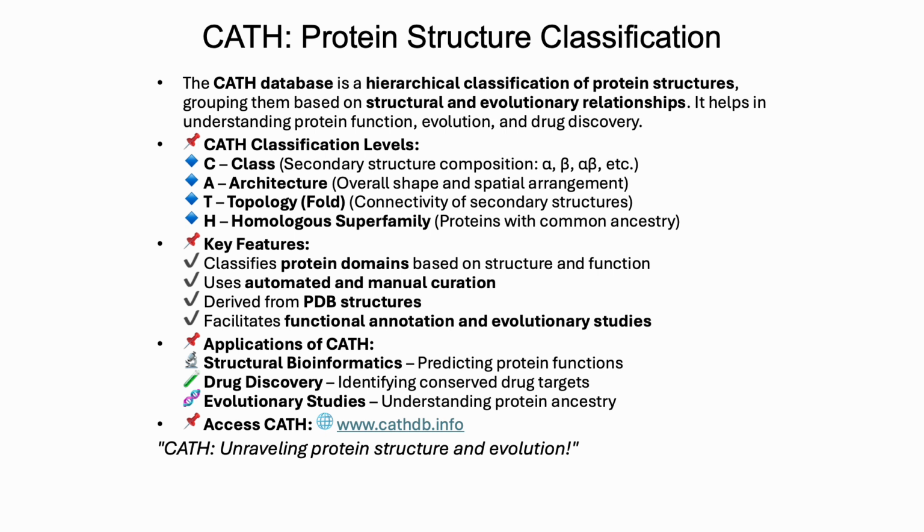Key features include classification of protein domains based on structure and function, use of automated and manual curation, derivation from PDB structures, and facilitating functional annotation and evolutionary studies. Applications again involve structural bioinformatics, drug discovery, evolutionary studies, etc.